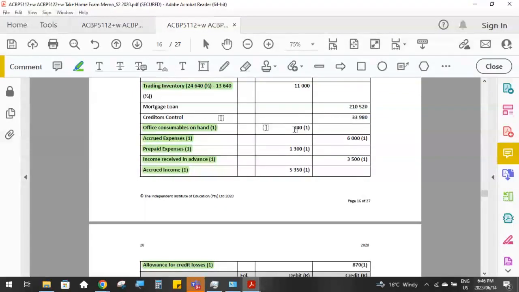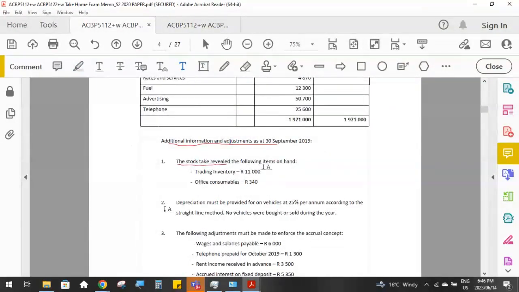So by doing that, I have created an asset called office consumables, which is then an inventory account. So when I do my inventory note, it will now consist of trading inventory 11,000 and office consumables 340. Okay, so remember guys, every adjustment you make has to debit something and credit something else with that same amount.